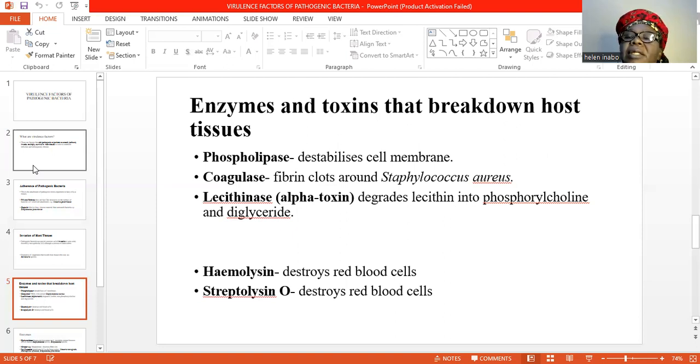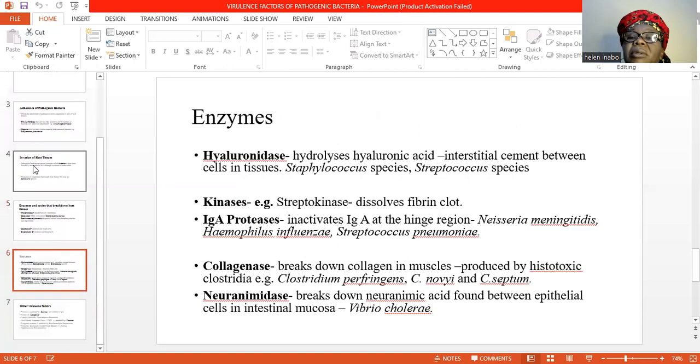Next, you have the lecithinase or alpha toxin. This degrades lecithin into phosphorylcholine and diglyceride. Hemolysin and streptolysin O are known to destroy red blood cells. Other enzymes include hyaluronidase. Hyaluronidase is known to degrade hyaluronic acid.